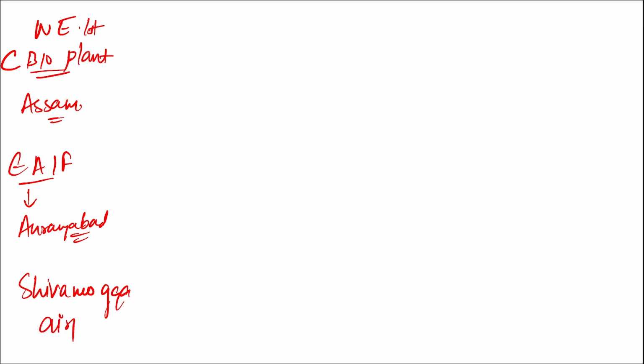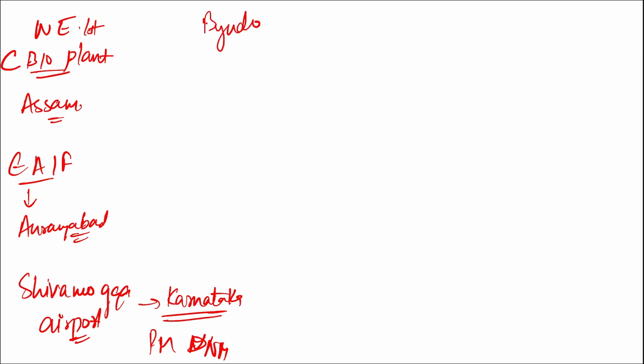Then Shivamogga Airport. Where was this inaugurated? It was inaugurated in Karnataka, by PM Narendra Modi. Then, the country's first marina is located at Bindur, that is in Karnataka.